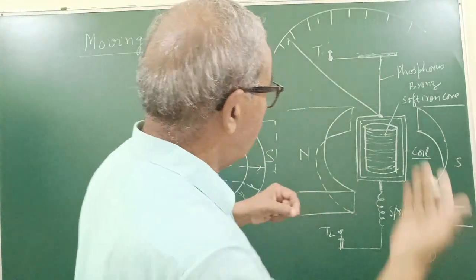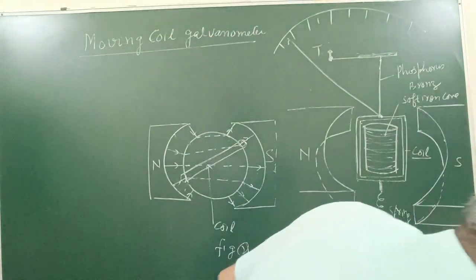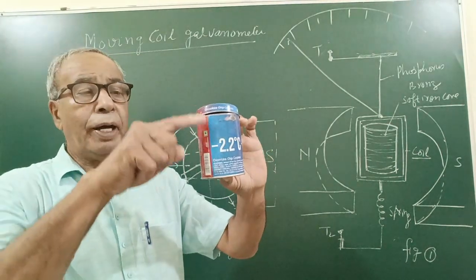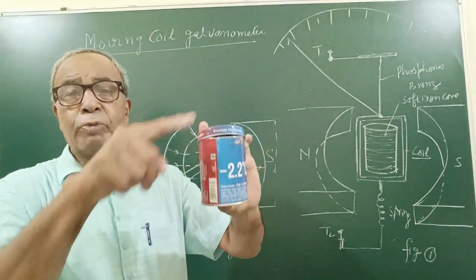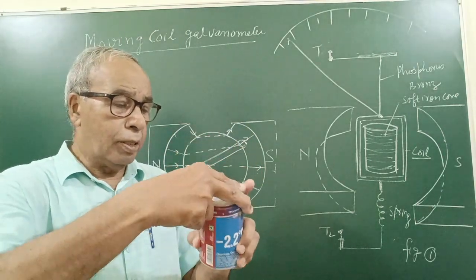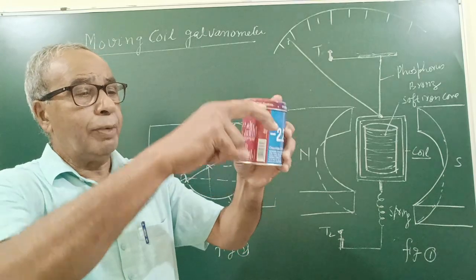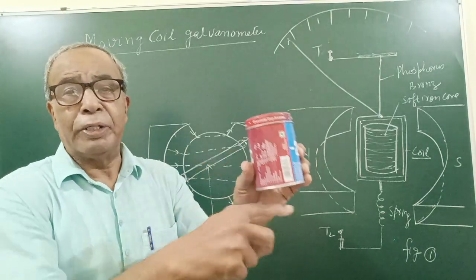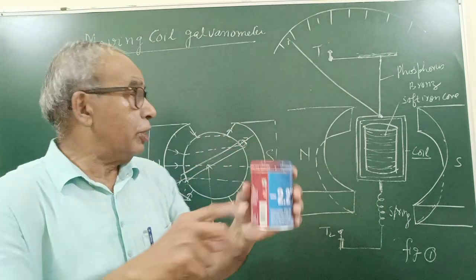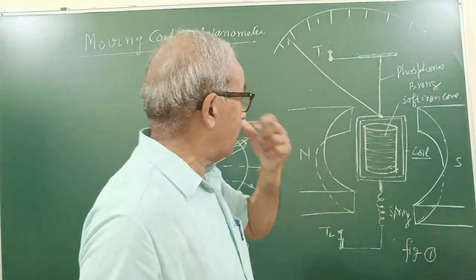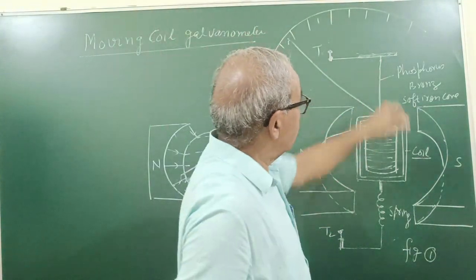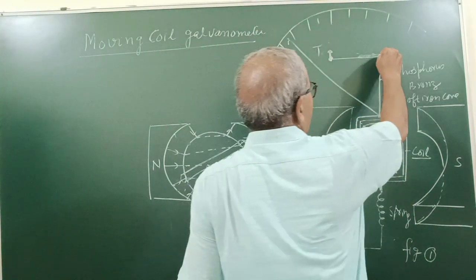Actually, it is difficult to show here. If this is the cylindrical core, the wire is at one place, not all around. It is always at one place. A rectangle is formed here, having many turns, at one place, not all around, without touching it. And this coil is suspended through a thin strip or wire.